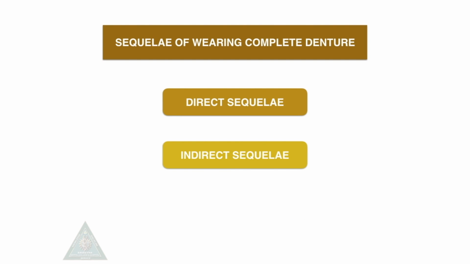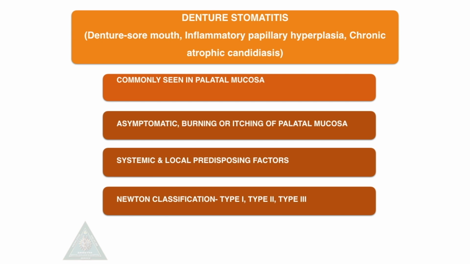Sequelae of wearing a complete denture can be classified into direct sequelae and indirect sequelae. Direct sequelae includes denture stomatitis, residual ridge resorption, flabby ridges, Epulis fissuratum, and indirect sequelae includes atrophy of the muscles and nutritional deficiencies. Denture stomatitis, also called denture sore mouth or inflammatory papillary hyperplasia, is commonly seen in palatal mucosa. It is usually asymptomatic, but sometimes the patient may complain of burning or itching of the palatal mucosa. Etiology for denture stomatitis can be classified into systemic and local factors.